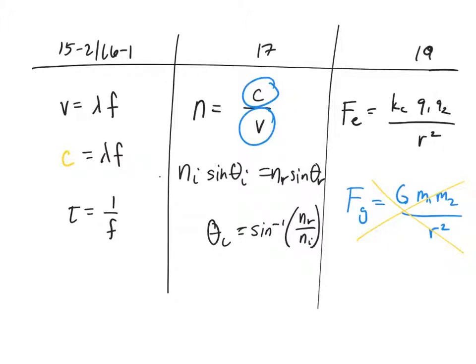Correct. C is the fastest possible speed we can achieve, the speed of light in a vacuum. So C is always going to be bigger than whatever the speed of light is in the new medium. So if it's in glass, it slows down. That means that V will be less than C. So you have a big number over a smaller number. Therefore, it's always greater than 1.